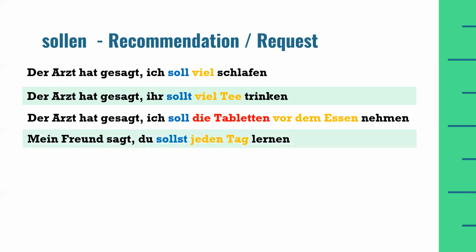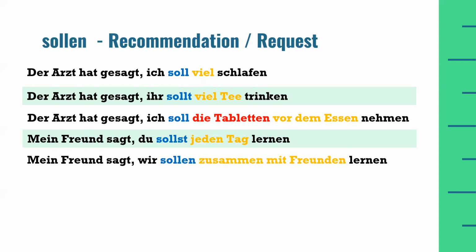Next example is mein Freund sagt, du sollst jeden Tag lernen. My friend said, you should learn every day. Again, du is the subject of the sentence, and for du, the conjugation of sollen is sollst. Then comes jeden Tag, and lernen is the main verb of the sentence, which comes at the last position in the sentence in infinitive form.